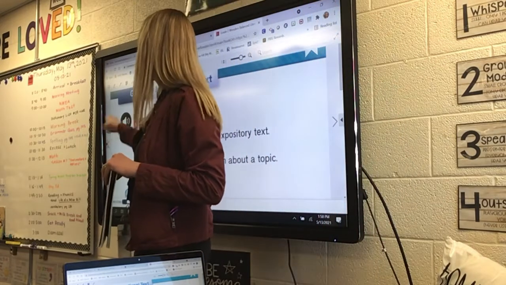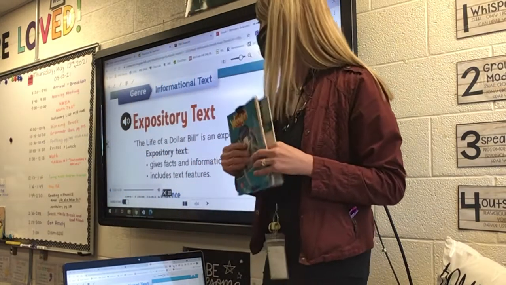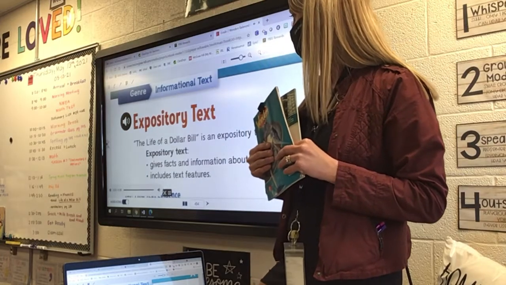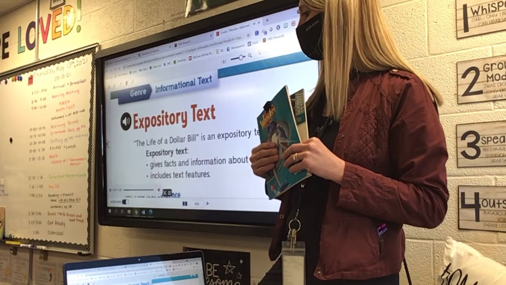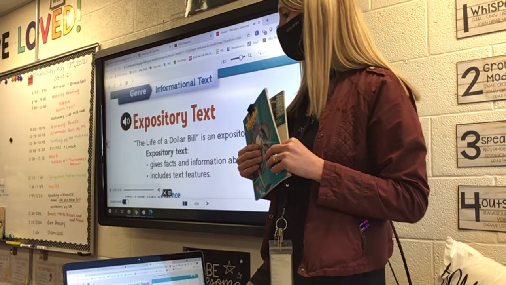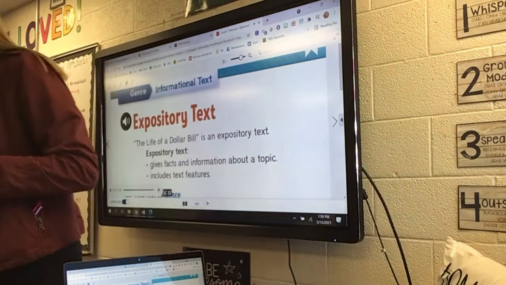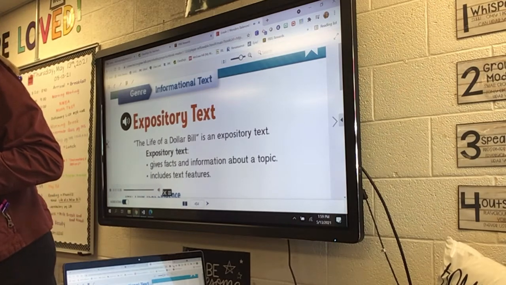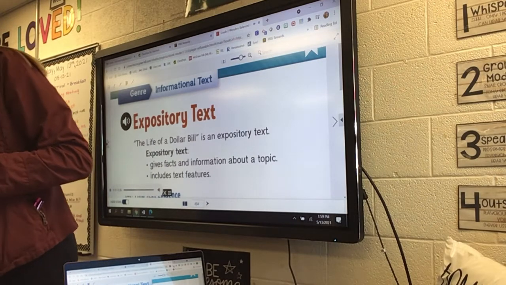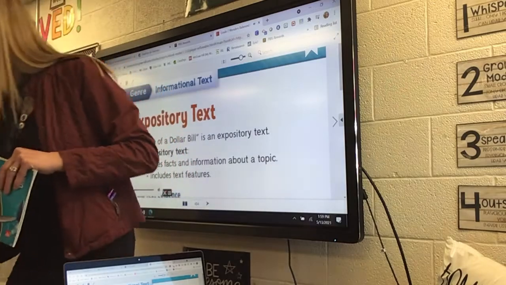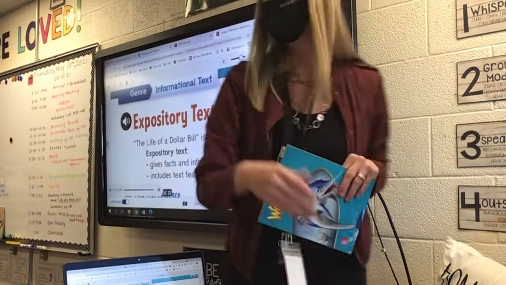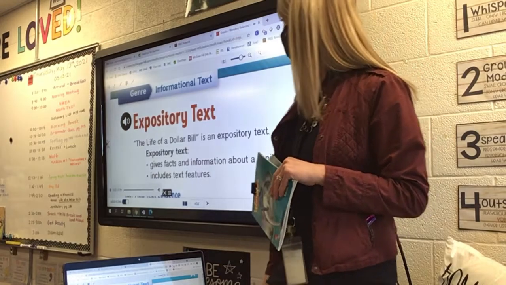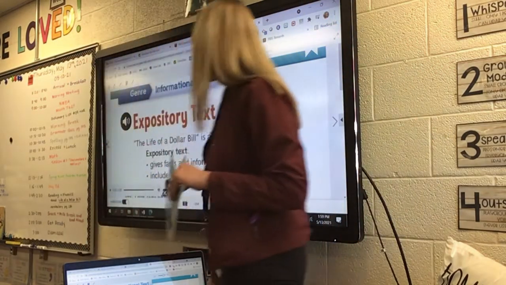Expository text. The life of a dollar bill is an expository text. Expository text gives facts and information about a topic, includes text features. Find text evidence. I know that the life of a dollar bill is an expository text. It gives information about money. The text feature.